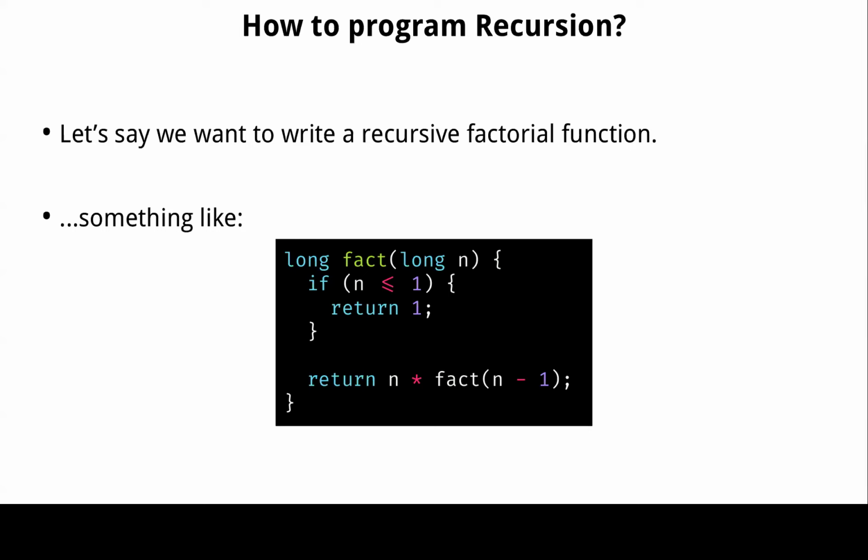Recursion. In C and other programming languages, you can do this. Originally, this fact function is trying to compute the factorial of n, but the implementation makes the problem, the input, a little bit smaller. We try to compute the factorial of n minus 1 first. Then we multiply that by n. So that's how we implement this.